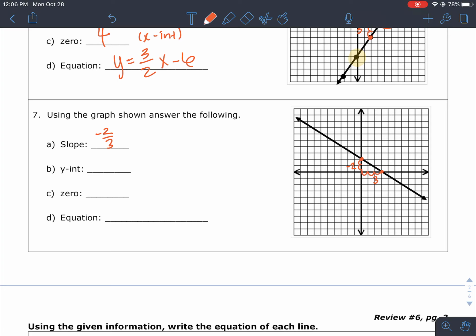My y-intercept is at 0, 2. And remember that your 0 goes with your x-intercept. So my 0 is going to be at 3. The last thing that I'm writing is my equation. So I'm putting my slope and my y-intercept. So y equals -2/3 x plus 2.